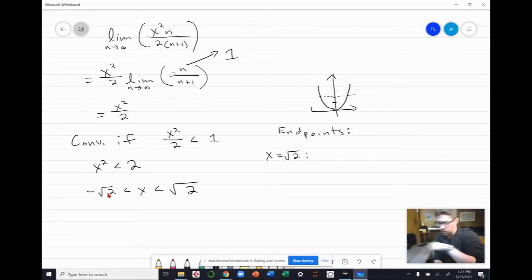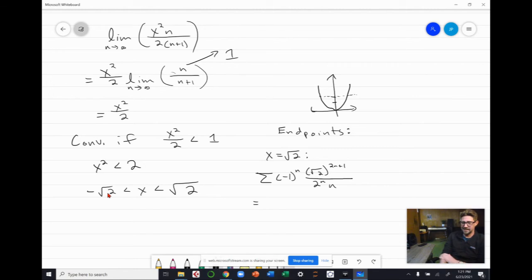I don't even remember what the original thing was. You just plug it into the original thing. So it's the sum of negative 1 to the n times x to the 2n plus 1, so that's square root of 2 to the 2n plus 1 over 2 to the n times n. And we have to clean that up and then use one of our tests to see if it converges.